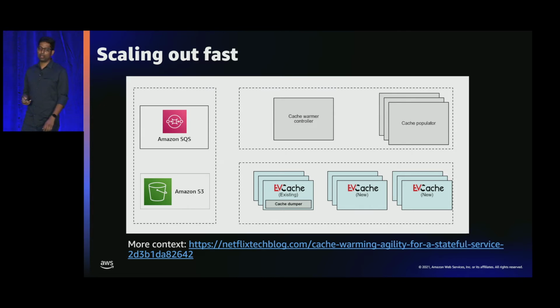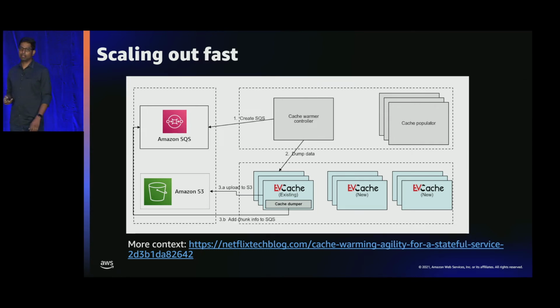So let's see what happens when a cache warming activity happens, right? The moment we start scaling out a particular cluster, we create a dedicated queue for that particular warming event, and then the controller instructs the sidecar, or the control process, that is present on the EVCache server machines to start dumping and uploading your data to S3. And the data gets uploaded to a particular S3 bucket, and the location of that S3 bucket is added as a message to the queue that we just created.